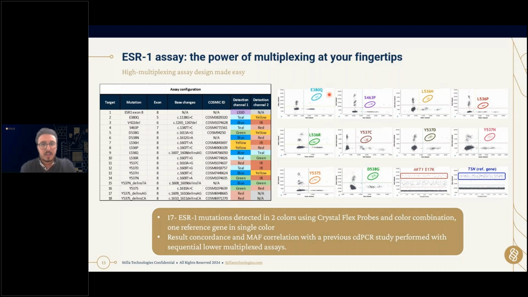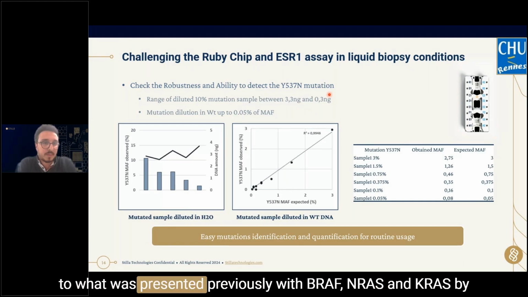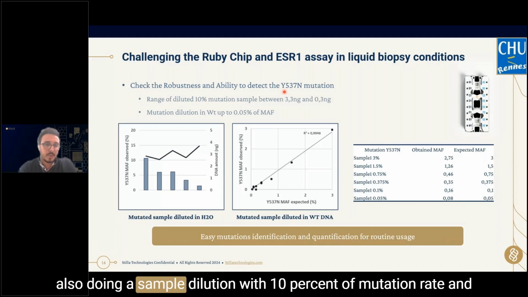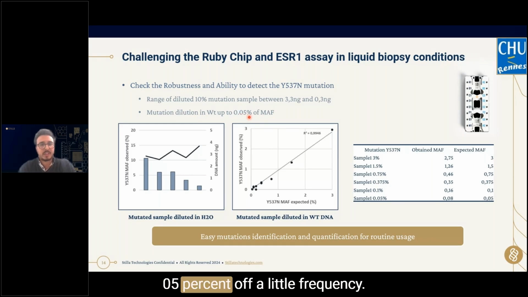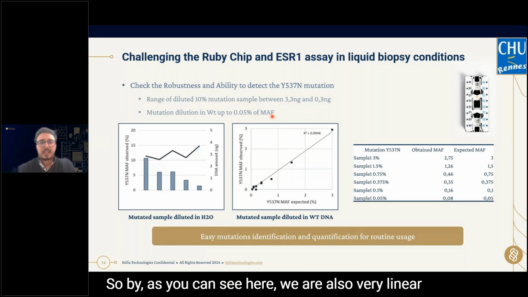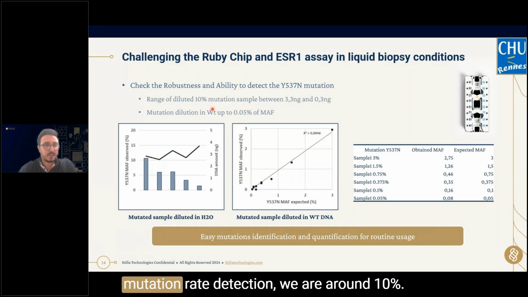So here, one of our customers also did an experiment very close to what was presented previously with BRAF, NRAS, and KRAS, by doing a sample dilution with 10% of mutation rate and also diluting the mutation in the wild type sample to go up to 0.05% of allele frequency. As you can see here, we are very linear in terms of quantification, and in terms of mutation rate detection, we are around 10%.